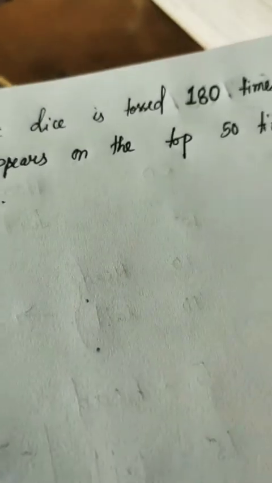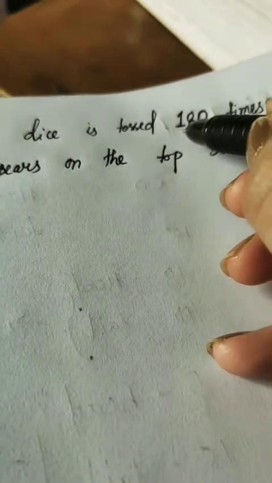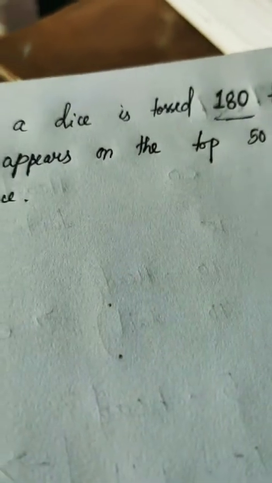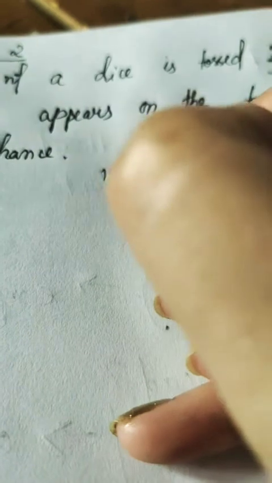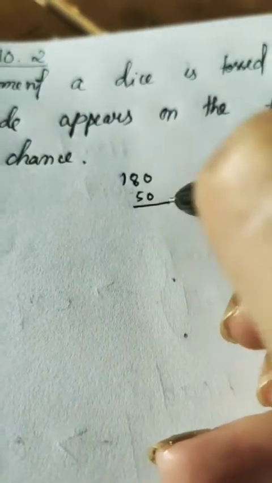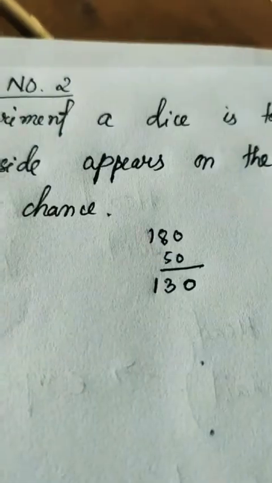So what it means is, from the question we understand that the dice was tossed 180 times, and from that 180, the 5 spot side appeared on the top 50 times. So the rest of the other spots appeared 180 minus 50, which would be 130.